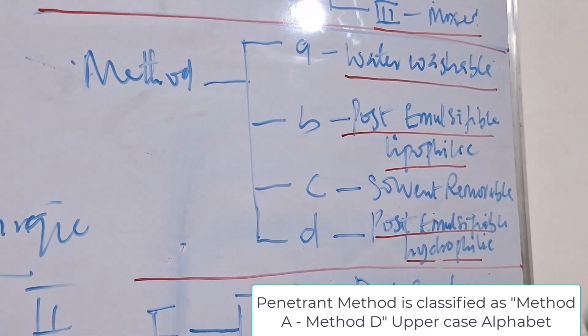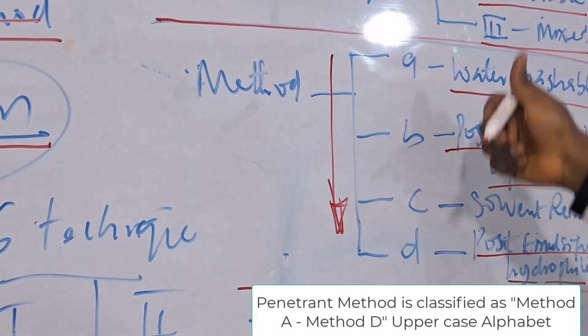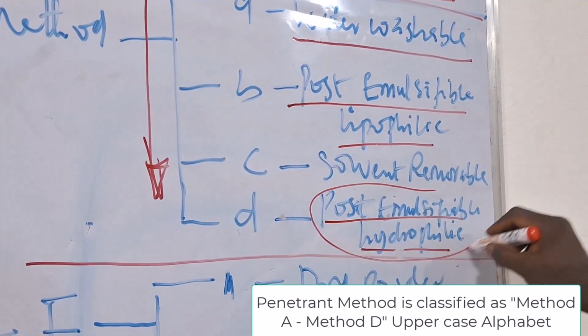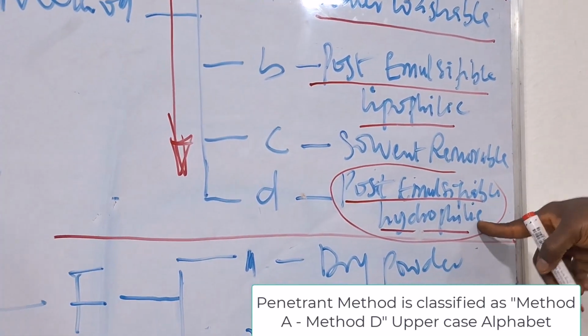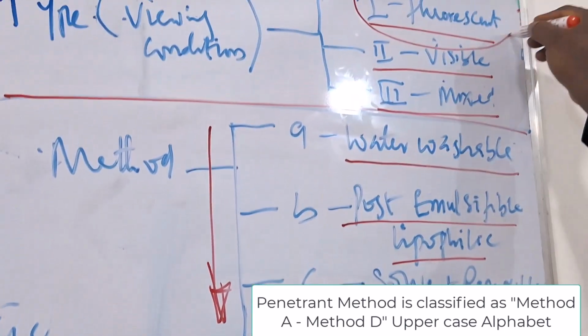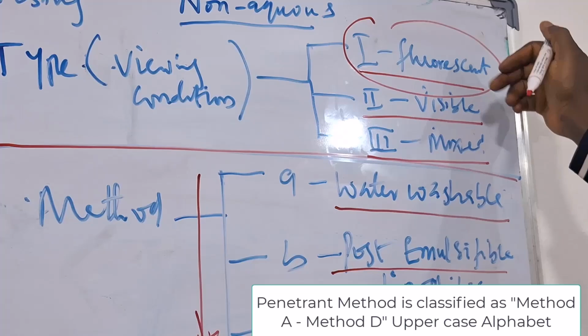Now, in terms of sensitivity, as you go downward down the methods, it becomes more sensitive, which means the post-emulsifiable hydrophilic is the most sensitive, especially when you use it with the type 1 viewing method, which is the fluorescent.